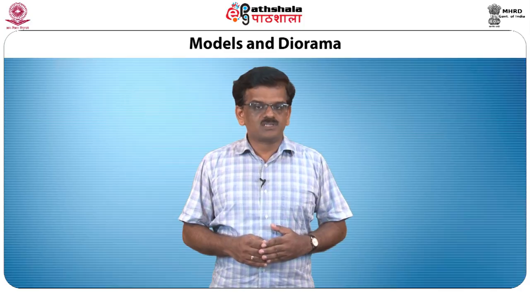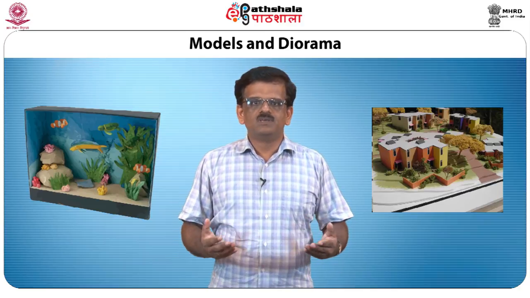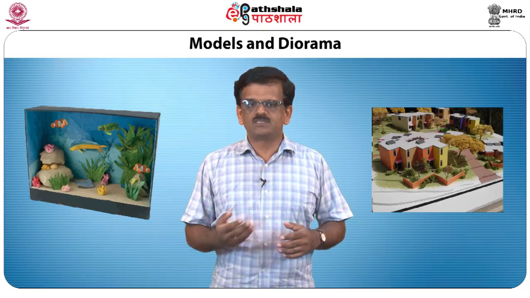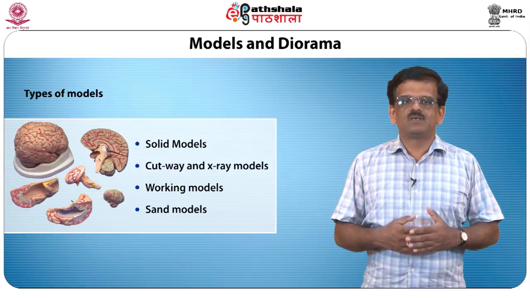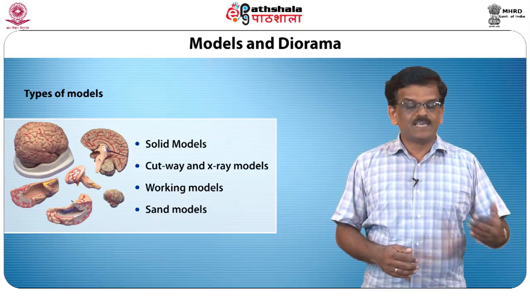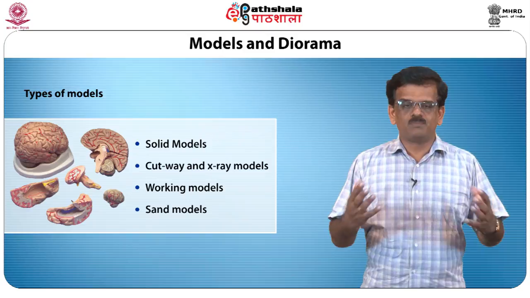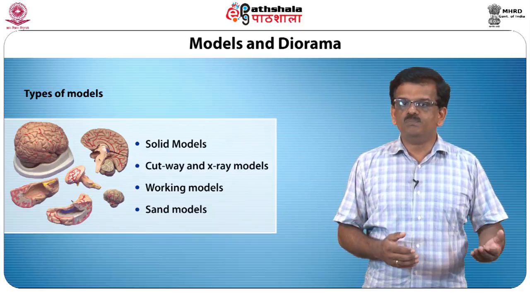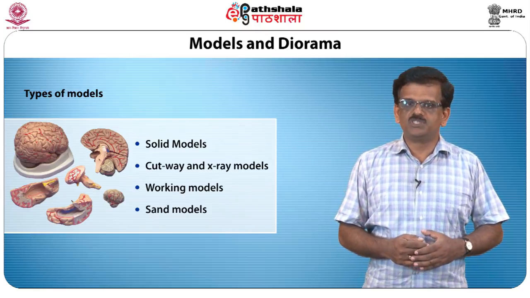First, let us talk about the models and diorama. The models and diorama present a miniature replica of the objects or the reality, but the diorama is a scenic representation of the original with specimens, models and paintings. There are several types of models, like a solid model of a railway engine, a cutaway or x-ray model such as a cutaway model of the human heart or the digestive system, working models of a chipping machine, and sand models of a replica of a person's face or popular personalities. The models are used in method demonstrations, group meetings, training programs, and exhibitions. The diorama is popularly used in exhibitions and communication centers.